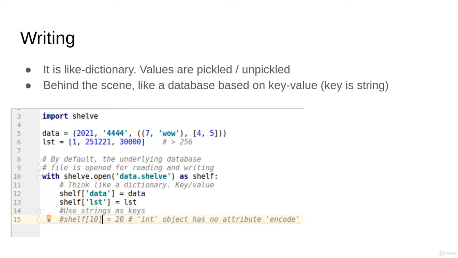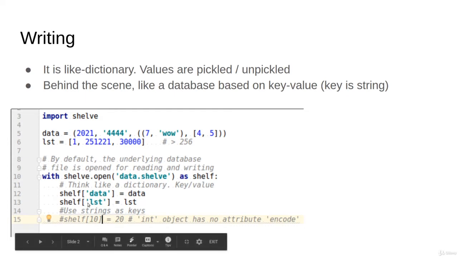So here is how we do it. You import shelve, we have again our own data, and then we start to open it, which is by default for both reading and writing. But observe, we don't use the normal open function, we have to use shelve.open. Now think of this shelf as a dictionary. You can write something like shelf of data equals data, shelf of list equals list. But observe the keys should be strings. For example, if you try to use something like shelf of 10, it will fail. So that's all about writing in Shelve.